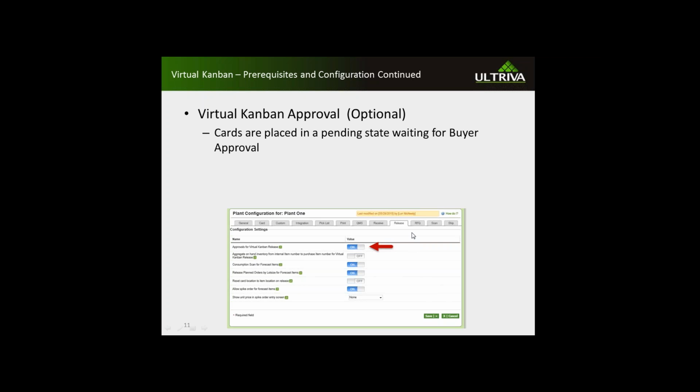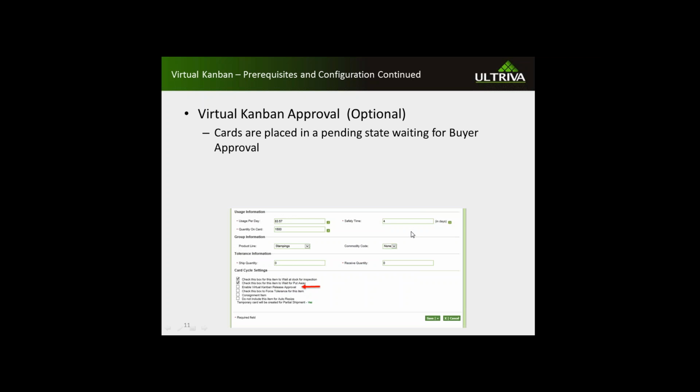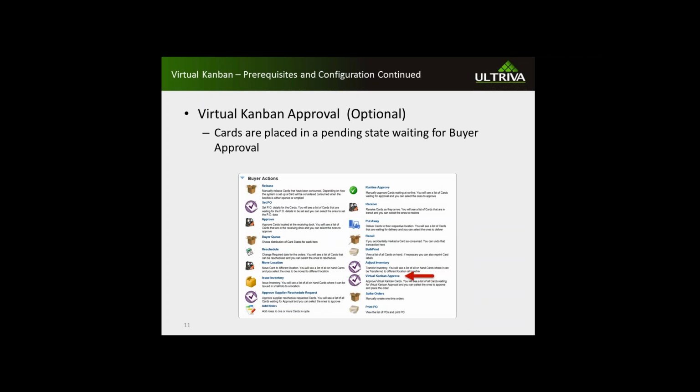And so once that is turned on, then there's another piece to that. You would have to select the items that you want to have the buyer approve. So there's a new checkbox at the bottom for the item. You would enable virtual Kanban release approval. You would just put your check mark there and save that. And then once cards would get released, they wouldn't necessarily get released. They would be in that pending state, and the buyer would need to go to buyer actions, virtual Kanban approve, and then they could choose which ones they want to release to the supplier and when they're releasing that.